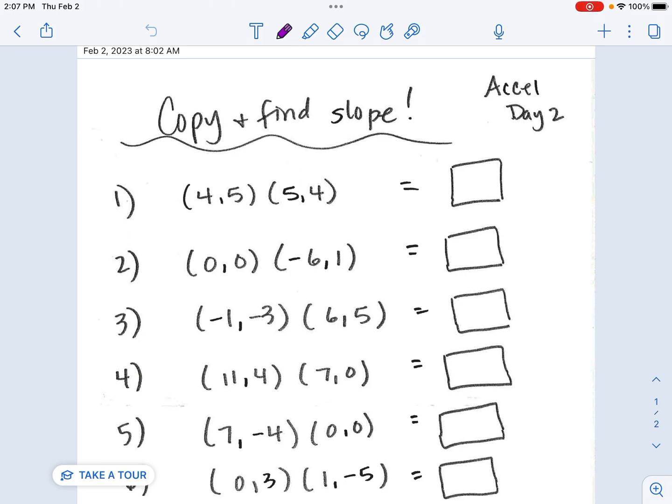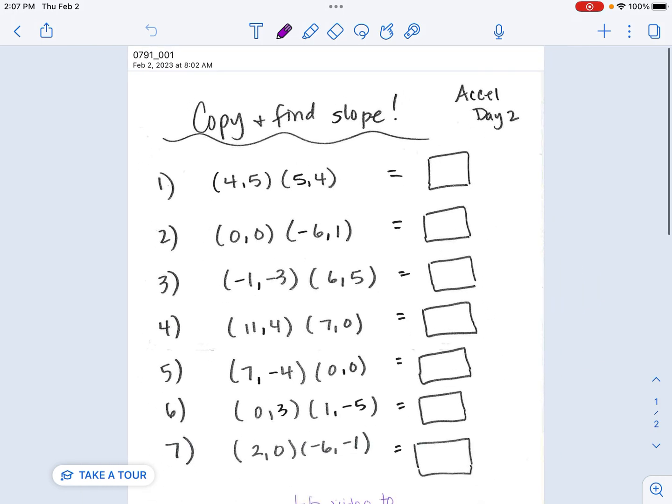Okay, you should have also completed this first worksheet in your packet for today, 1 through 7, before listening to this video. So if you have not done 1 through 7, please pause and practice some more finding slope, and then unpause and watch this video.